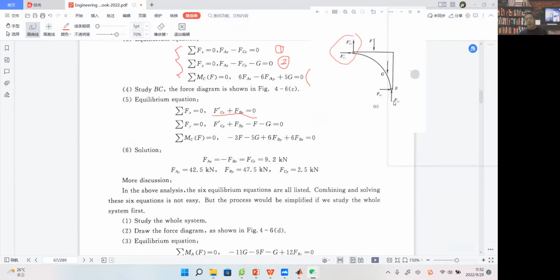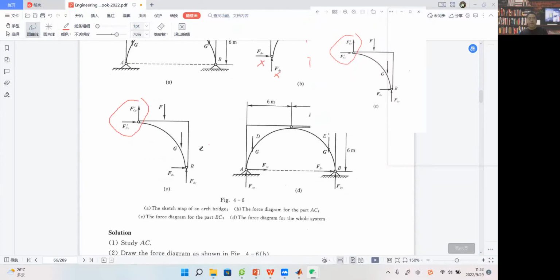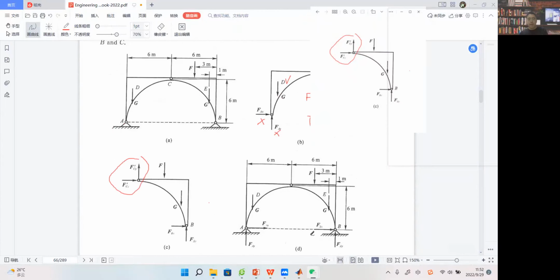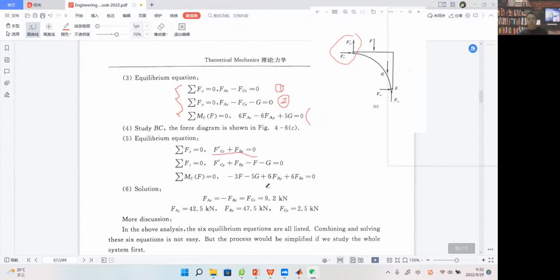And FBY here has the opposite direction to these 2 forces. So it has CW direction, which is positive. So we have plus 6 times FBY, because the whole line to point C is 6. And another is 6 FBX. So actually FBX also has a moment about point C with CCW direction, also positive. So we have this.